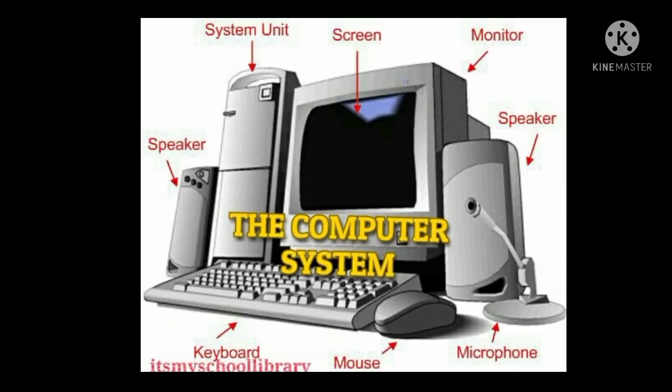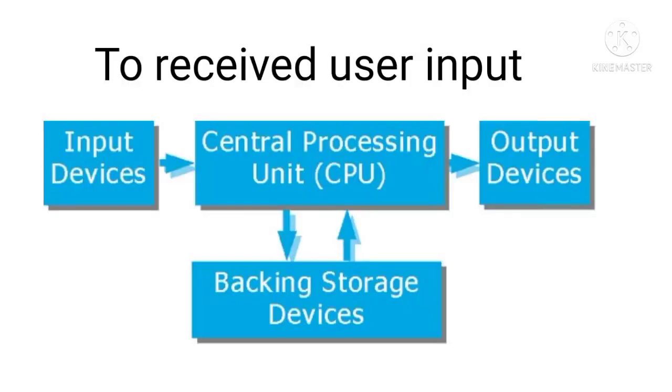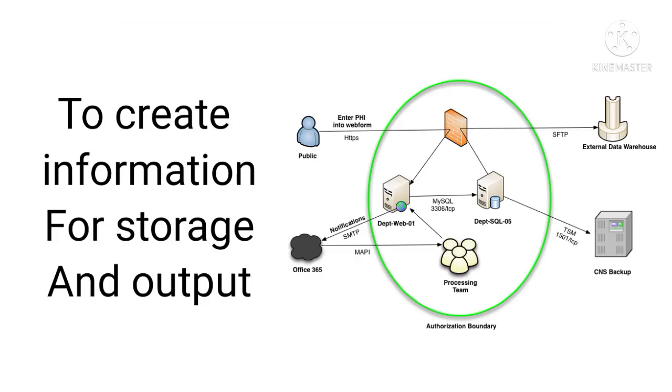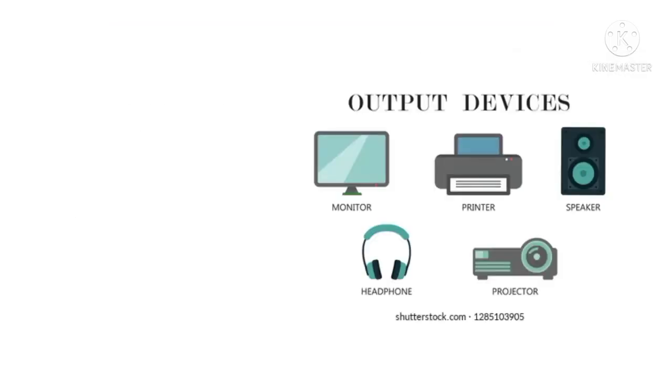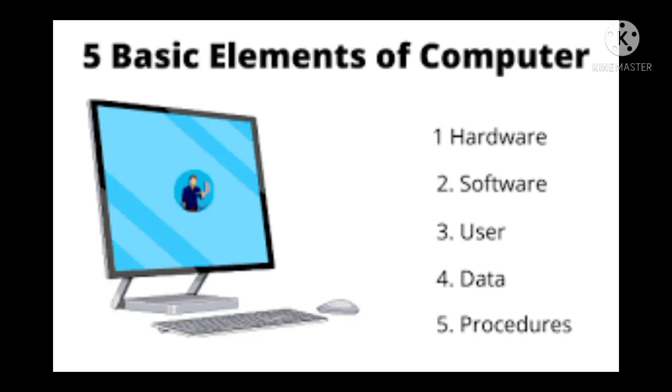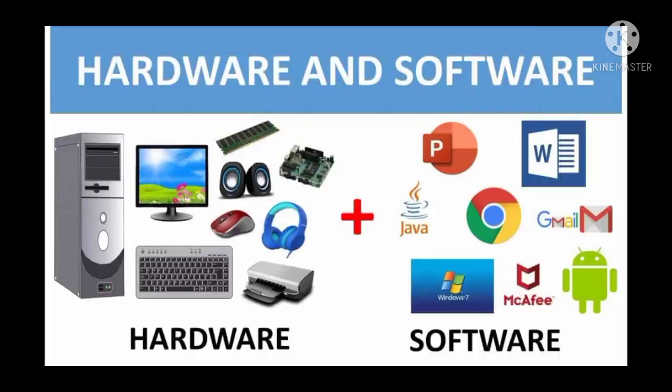A computer system has the ability to receive user input, the ability to process data, and to create information for storage and output. There are 5 basic elements of a computer: hardware, software, user, data, procedures. These are the parts of a computer system that we can see and touch. Such parts are called hardware. The other one is software. It is a set of programs which we cannot touch, and it is combined to form a single software with which the user interacts with the computer system.